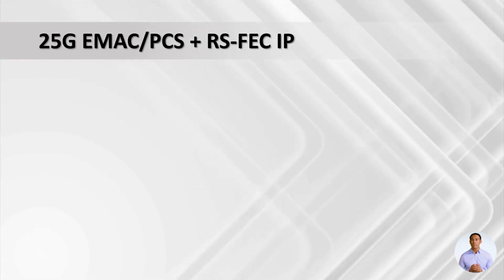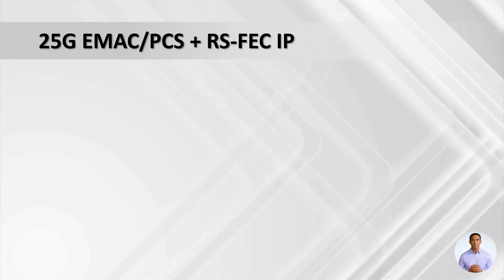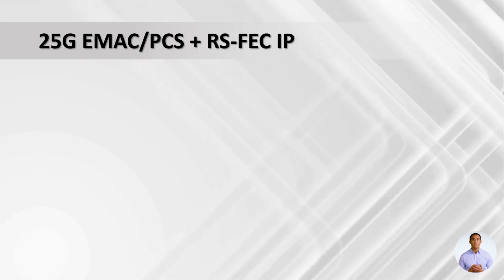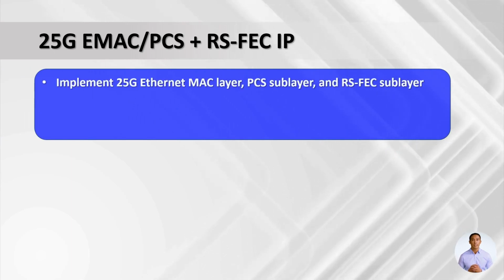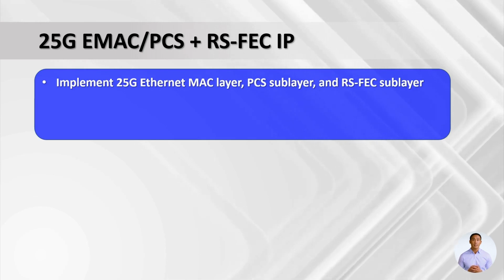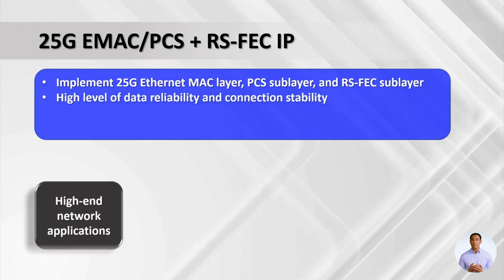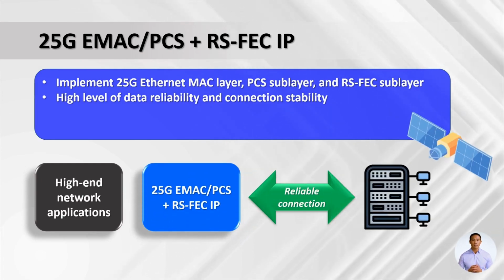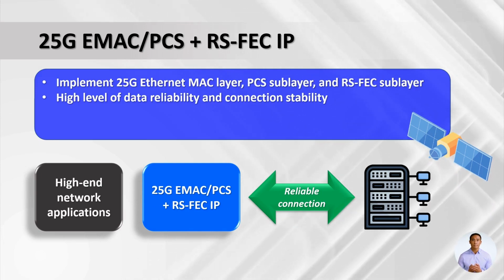Moving to the details of another IP core product in the 25G Ethernet field, the 25G EMAC PCS RS-FEC IP core. As the name suggests, this IP core provides a comprehensive implementation of the physical layer, including the Ethernet MAC layer, physical coding sublayer, PCS, and RS-FEC sublayer. The incorporation of RS-FEC in the system significantly enhances data reliability and connection stability, making it an ideal option for applications that prioritize data reliability.